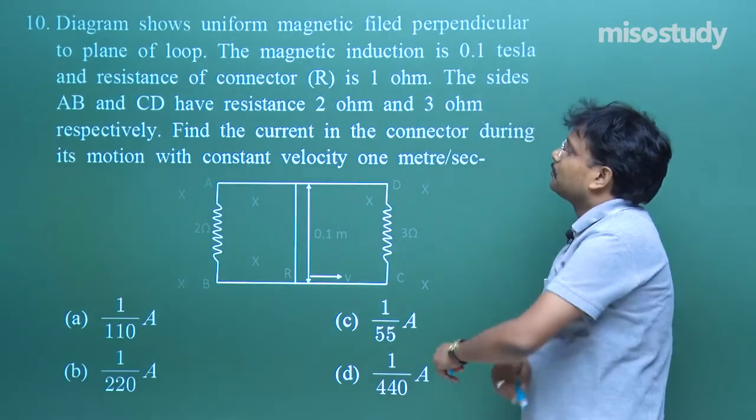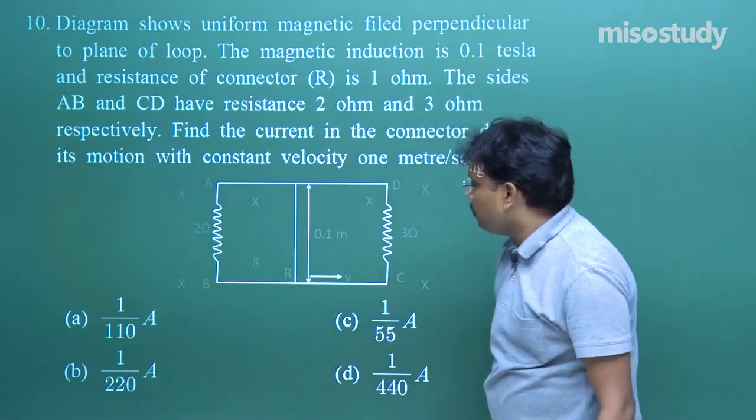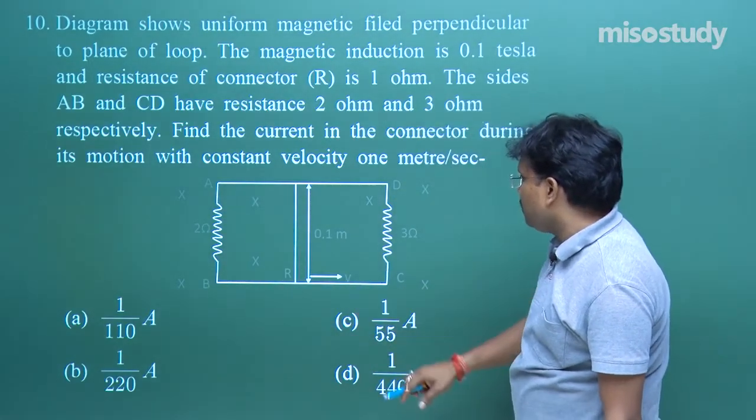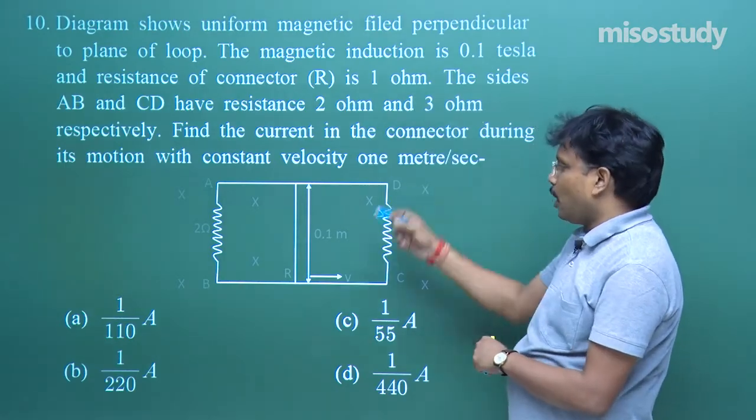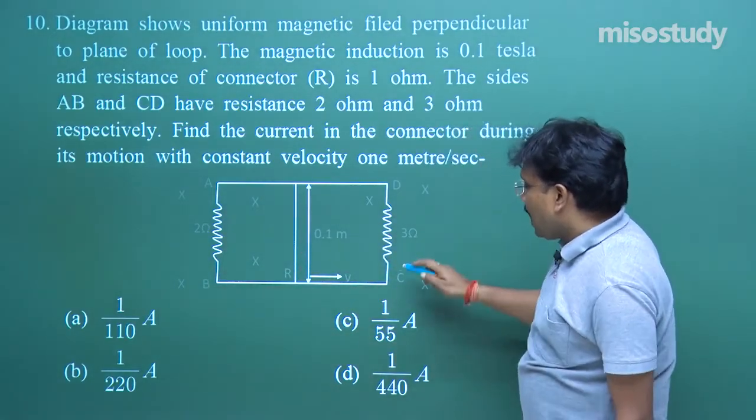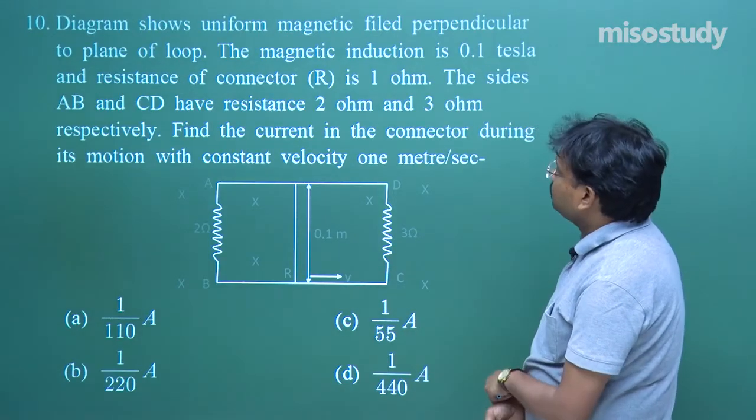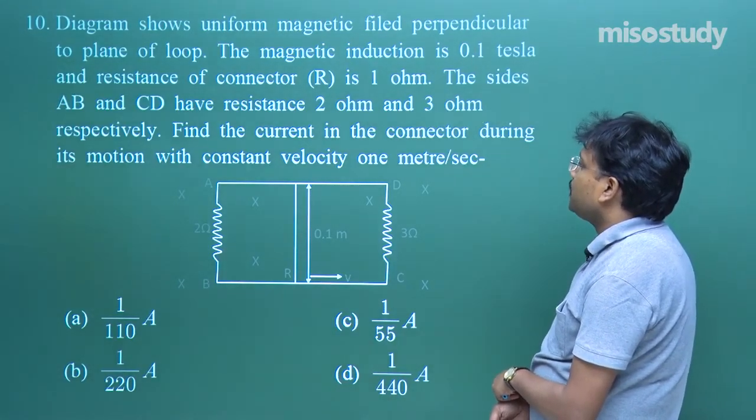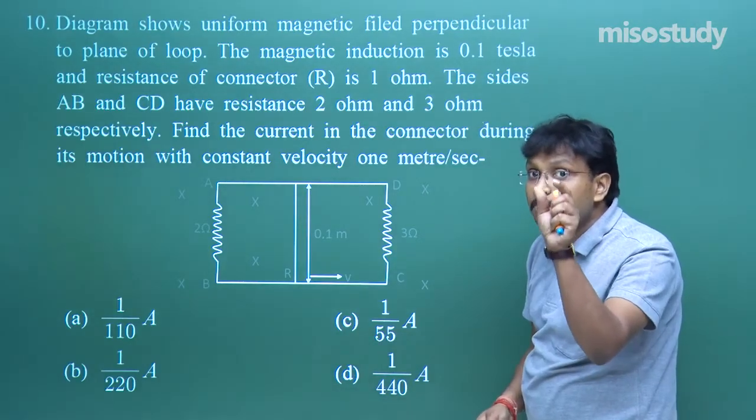And then this diagram, uniform magnetic field, it is mentioned like this, perpendicular to plane of loop, this is 2 ohm, this is B, this is R, this is 0.1, this is 3 ohm, this is D, this is A, this is C, this is B, 0.1 ohm, this is magnetic field. The magnetic induction is 0.1 Tesla and resistance of connector R is 1 ohm. Fine, given it is over here. The sides AB and CD, I hope it is visible to all of you. Actually, this line is quite bright and this is not that bright, just to show you the difference. Fine. The sides AB and CD have 2 ohm resistance and 3 ohm resistance respectively. Find the current in the connector during its motion with constant velocity 1 meter per second. This velocity value, this V value is given, 1 meter per second.